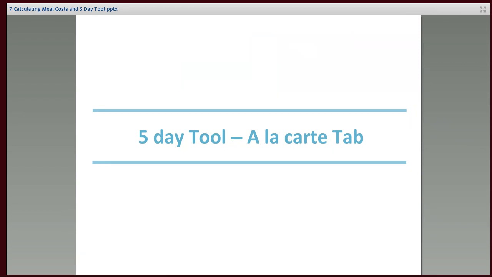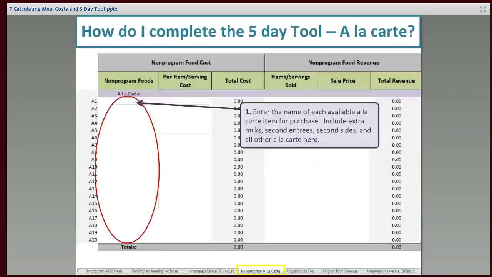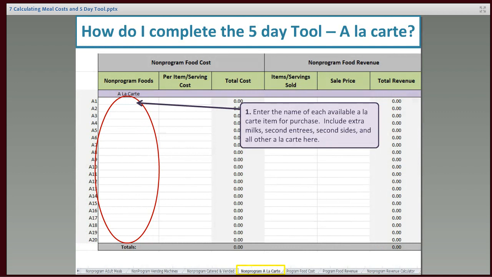The next tab is the a la carte tab. On the a la carte tab, in the first column, you'll just enter the name of what a la carte items you're selling. This is where you'll include your extra milks, your second entrees, second sides, and all other a la carte. So you might list chips, cookies, whatever else you're serving a la carte.